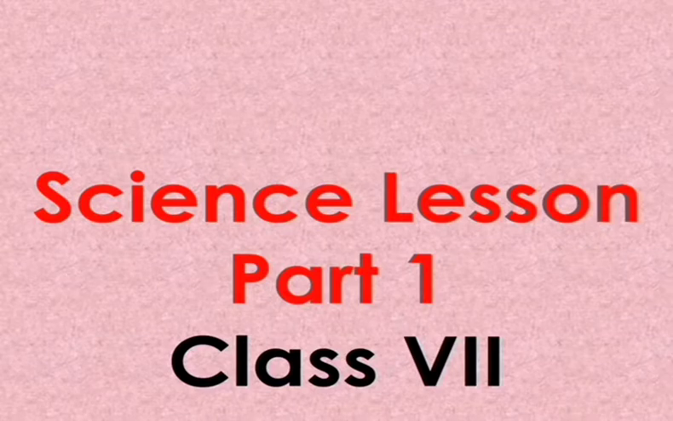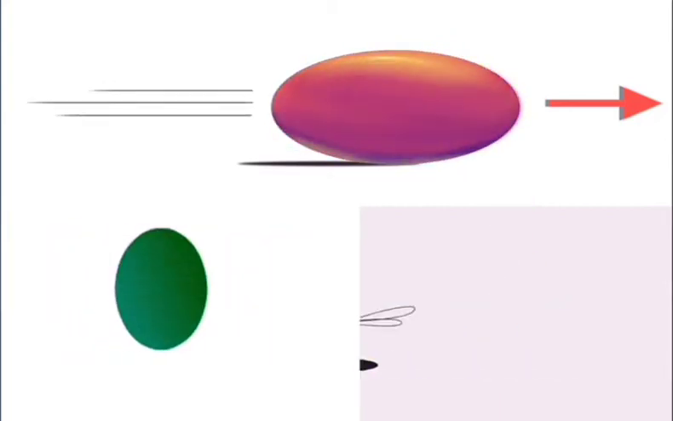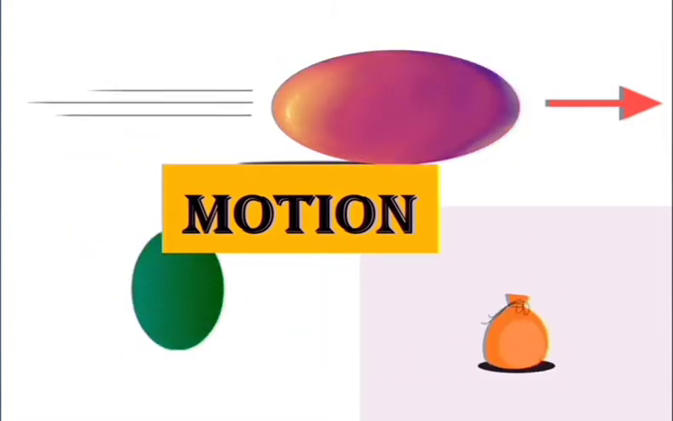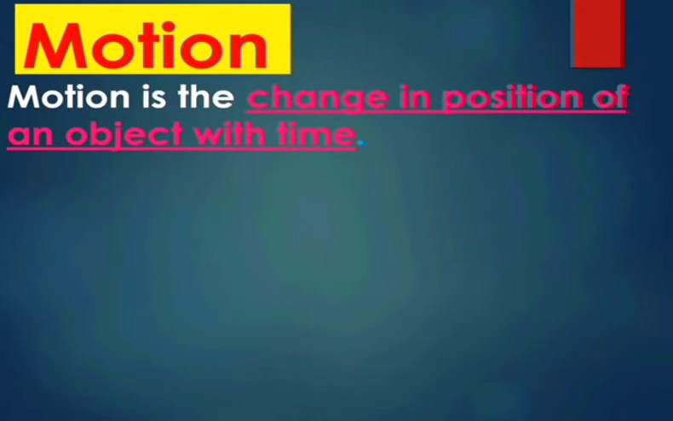Let's start with your science class. What do you see on screen? Some objects are changing their position. So this is called motion. Let us define what is motion. Motion is a change in position of an object with time. We have seen in the previous slide some objects which change their position with time.